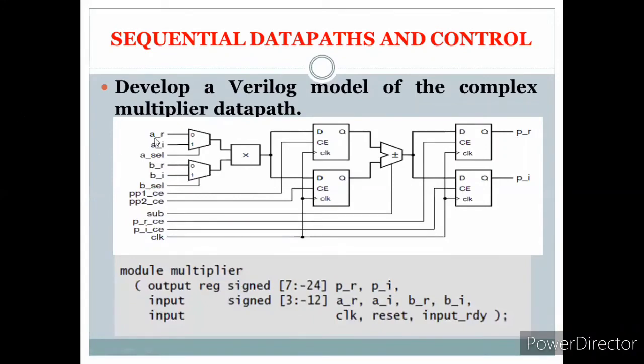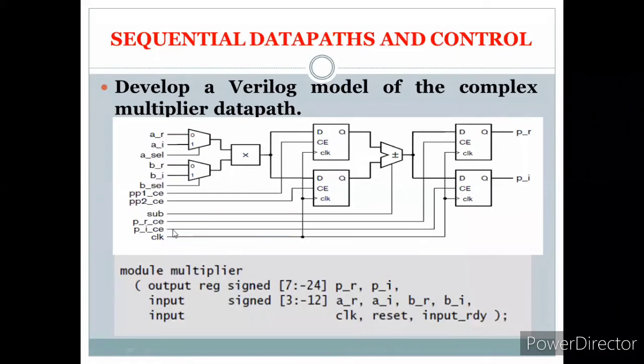If you observe, what are the inputs and what are the outputs? The outputs are P_R and P_I. Since these are signed numbers having the exponential term, the output before the decimal point is 8 digits and after the decimal point is 23 digits, so we have 7:-24. The inputs are 8 bit, so it is 3:-12: A_R, A_I, B_R, B_I, the respective inputs for the multiplexer. Next, clock, reset and input ready to transfer the signal.